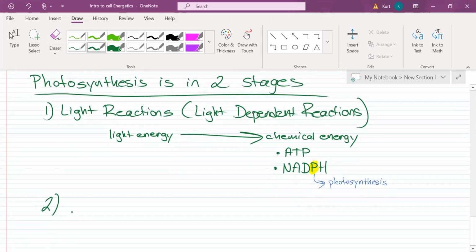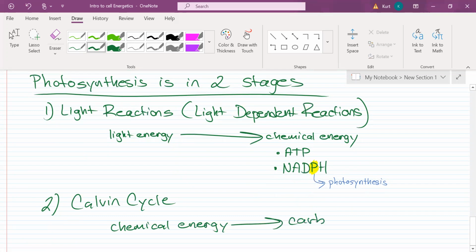So in part one, you turn the light energy into chemical energy. Part two is called the Calvin cycle. And you turn the chemical energy into carbohydrates, which is basically food. The most common will be glucose.